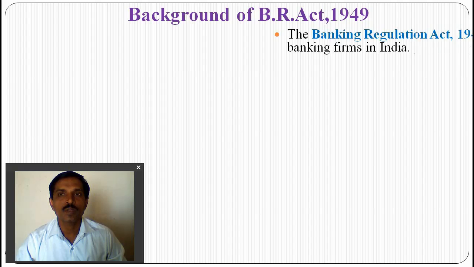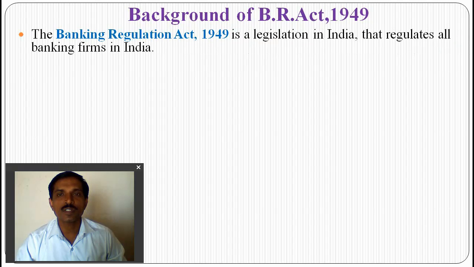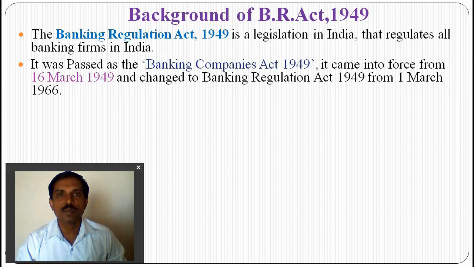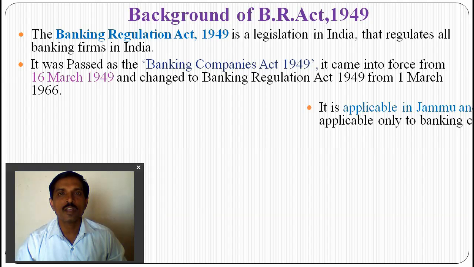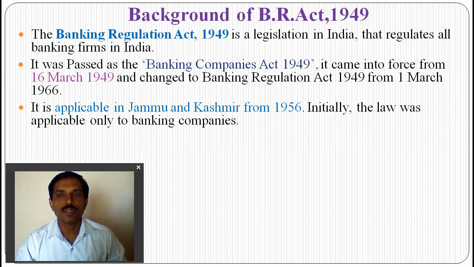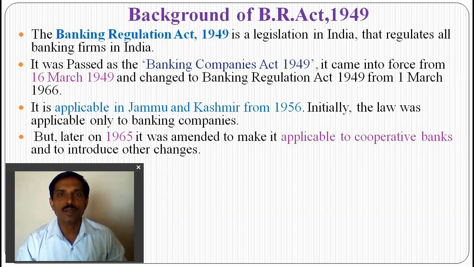in brief. The Bank Regulation Act is legislation in India that regulates all banking firms in India from 1949, and it was passed on 16 March 1949. It is applicable to Jammu and Kashmir state from 1956, and after that it is applicable to cooperative banks from 1965. So the Bank Regulation Act 1949 is the main act in the banking system in India, which regulates all the banking companies in India from 16 March 1949.